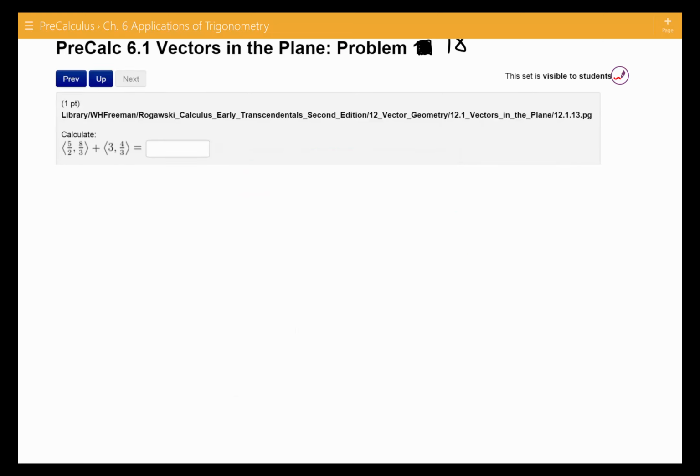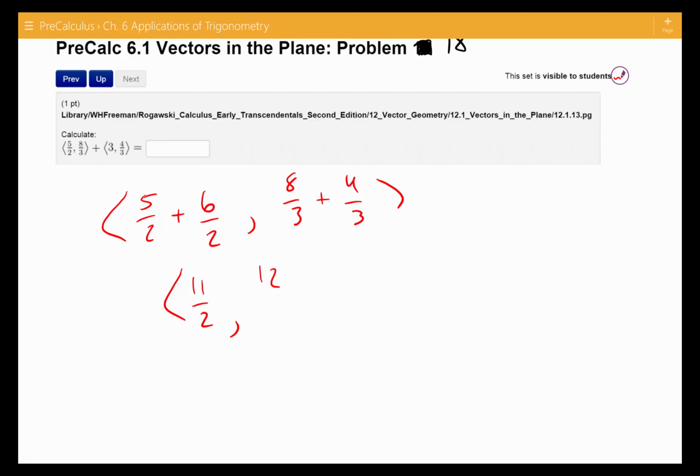All right, the last problem we just want to add these together. So we have 5/2 plus 3, comma, and then we have 8/3 plus 4/3. So we need a common denominator over here, multiply top and bottom by 2. That gives us 6/2. And we can add these and get 11/2 for the x component. And the y component then would be 12/3, which is just 4. So there's our vector that we get when we add these together.